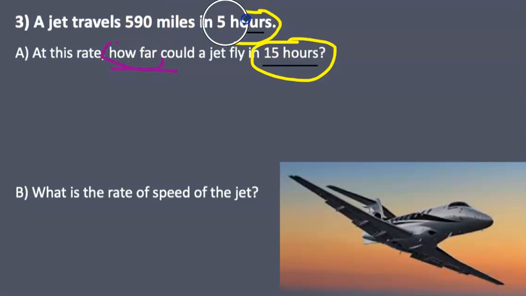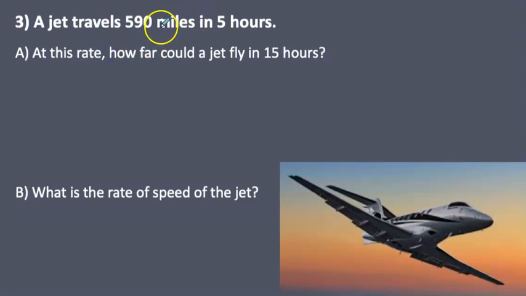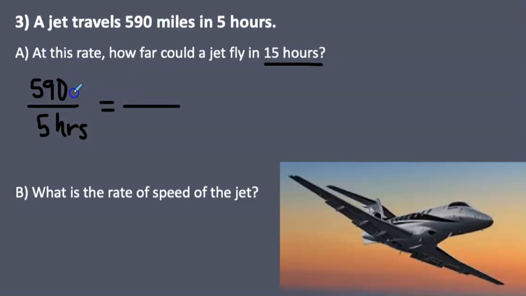You could also say that they give us a rate, 590 miles in 5 hours, and then they ask, basically at this rate, what distance could you travel in 15 hours? So that could also clue you in that I can go ahead and set up one rate, 590 over 5 hours, and then set it equal to a fraction that contains the 15 hours.